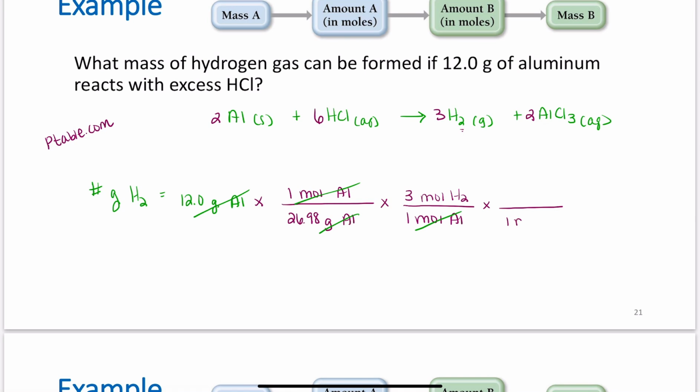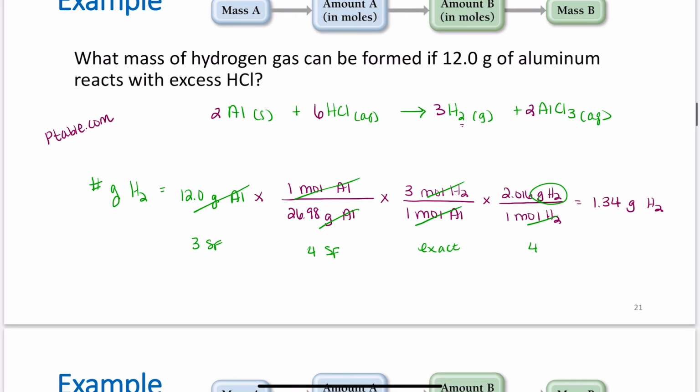I want grams of hydrogen gas. 1 mole of H2 weighs 2.016 grams. And again, that's from the periodic table. 1 hydrogen is 1.008, so 2 of them is 2.016. This gives me 1.34 grams of H2. Moles have canceled out. I've got my grams. I've got 3 sig figs here, 4 sig figs here, exact conversion here, 4 sig figs here. So my final answer has 3 sig figs.